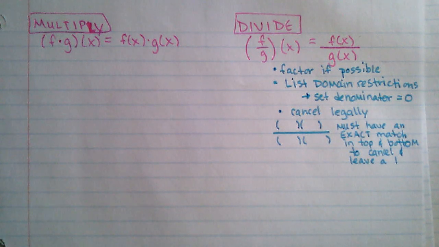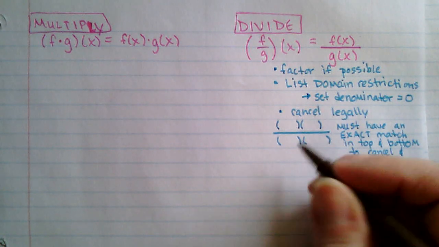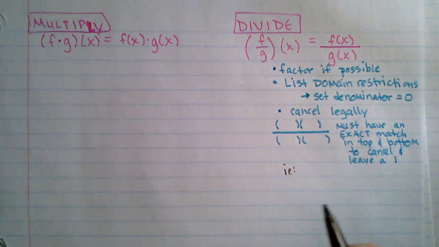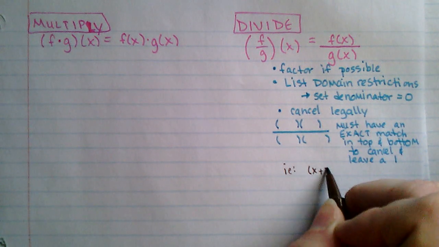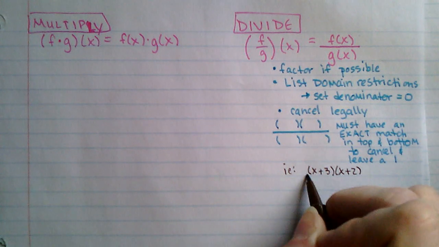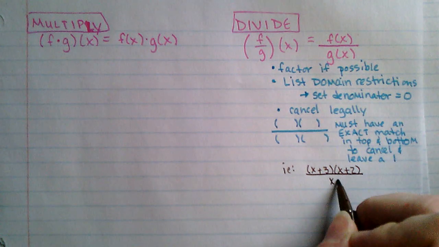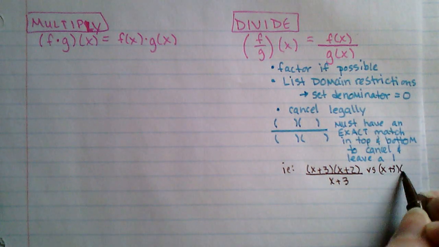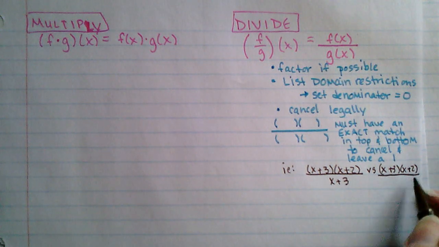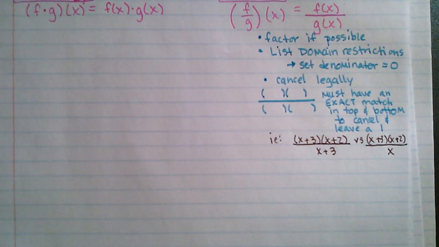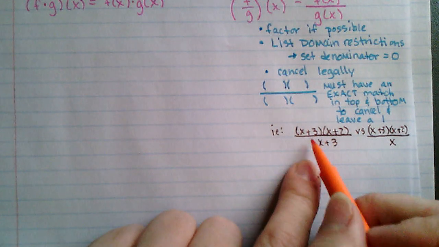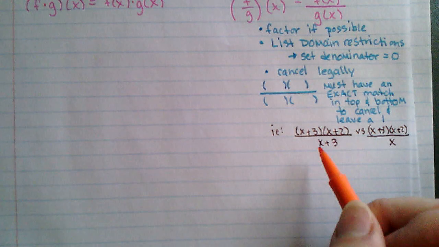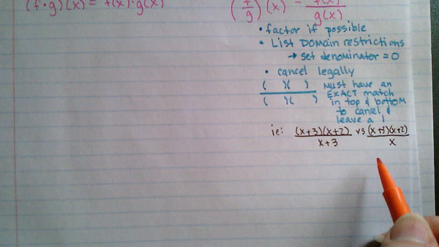So let me show you what I mean by that exact match. For example, if I have x plus 3 times x plus 2 over x plus 3 versus having x plus 3 times x plus 2 over x. So when I say you have to have an exact match, I mean it has to be exactly the same. So in this situation, the x plus 3 would cancel, but in this situation, nothing would cancel.